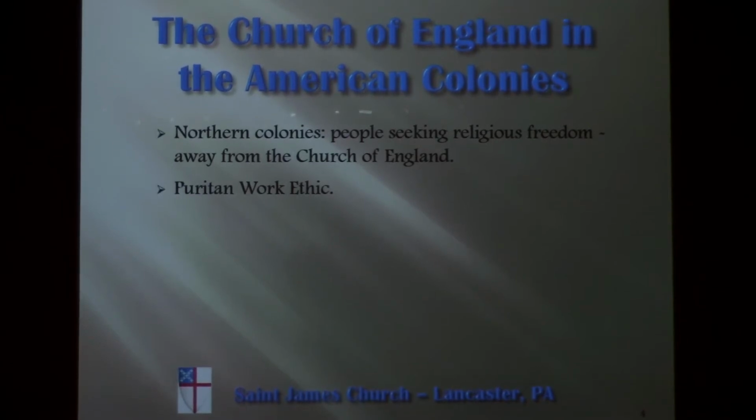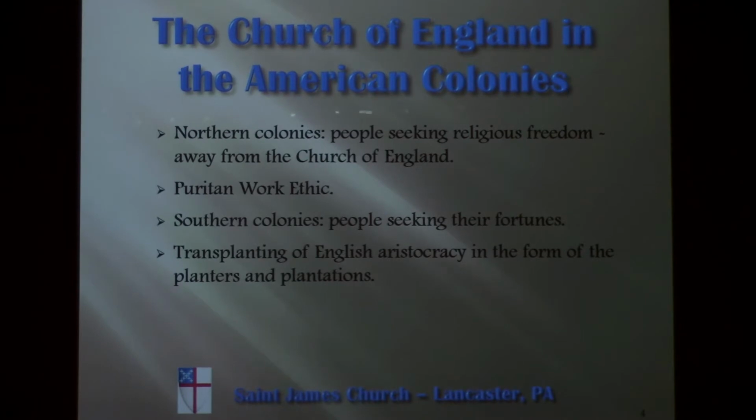So you get this Puritan work ethic. In contrast, the southern colonies were started primarily by people seeking their fortune, people wanting to have a better living, and you see what you don't see in the north, this replanting of English aristocracy in the form of plantations and planters. So a big difference in what was happening in the northern colonies versus the southern colonies.